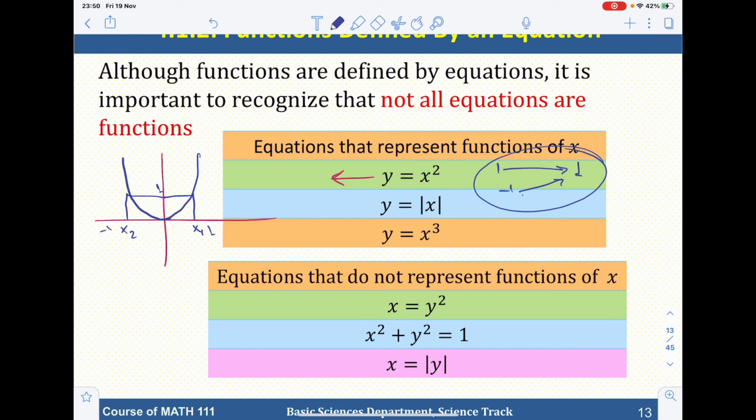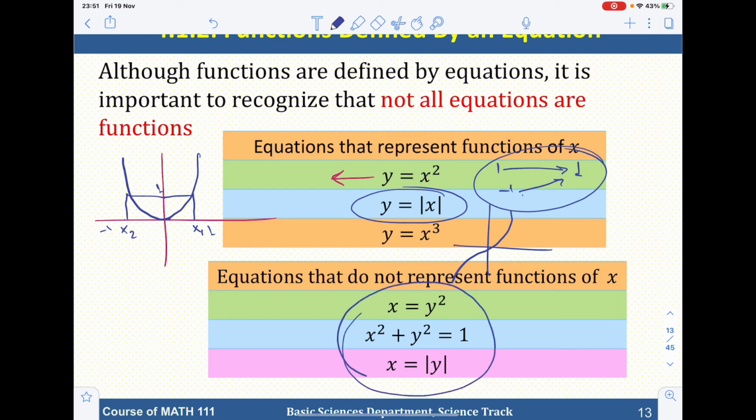The necessary thing is that one x does not correspond to two values of y, and that is not the case in this graph. Also, if we want to draw y equals the absolute value of x, it is something like this. Same thing: we can see that each element in the domain corresponds with exactly one element in the range. And for y equals x to the power 3, it is something like this, and this is also the same thing.